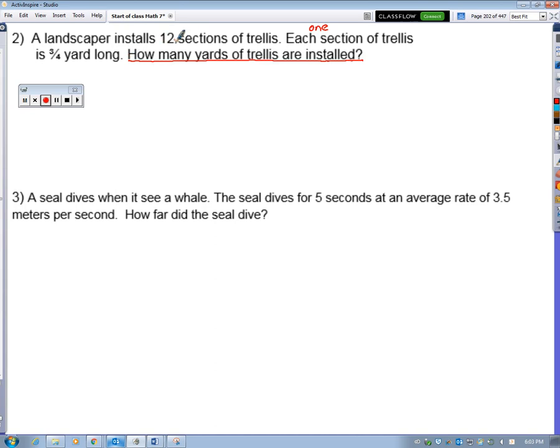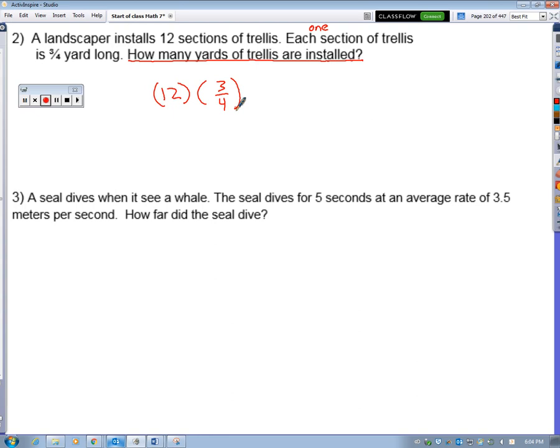We need 12 of them, and that's going to get us our total. That's what we're looking for, the total amount of trellis. These are positive numbers because we're building something, making this trellis longer, so we can keep these numbers positive. Let's go ahead and multiply these together. We have 12 sections times 3/4, because that's how long a section is.